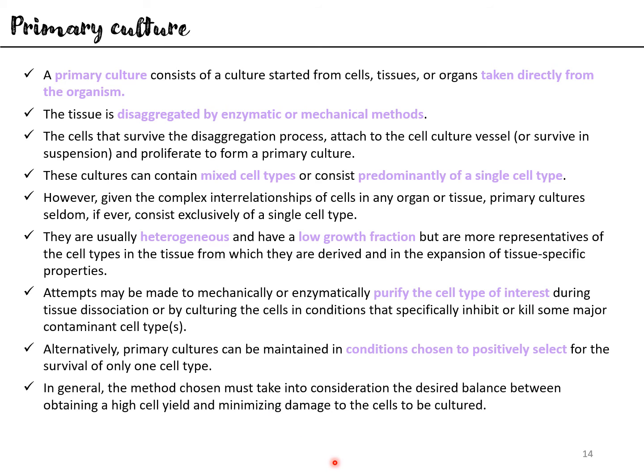In general, the method chosen must take into consideration the desired balance between obtaining a high cell yield and minimizing damage to the cells to be cultured. So, irrespective of what method you are selecting, you should ensure that your method of choice is best suited for the survival of your cells of interest and it minimizes the damage to these cells.